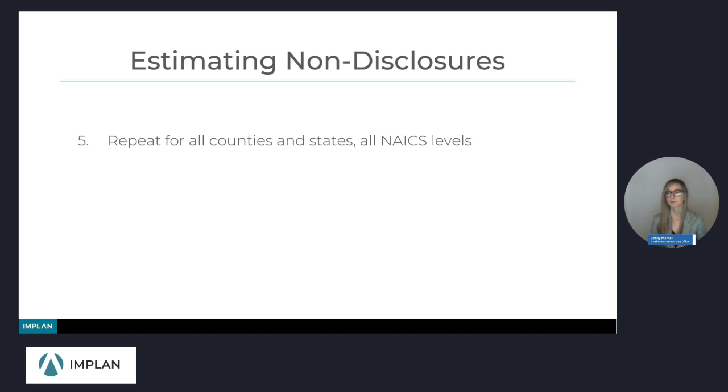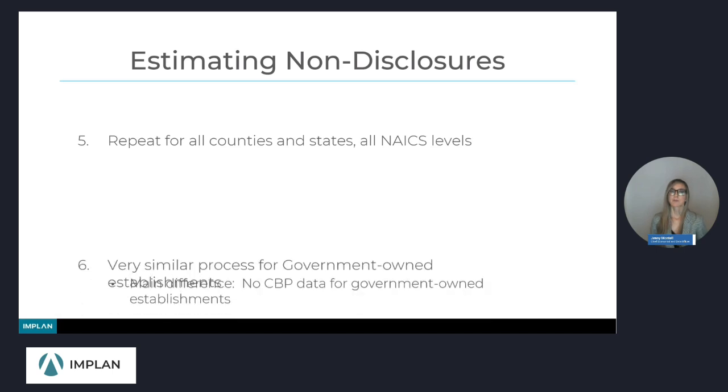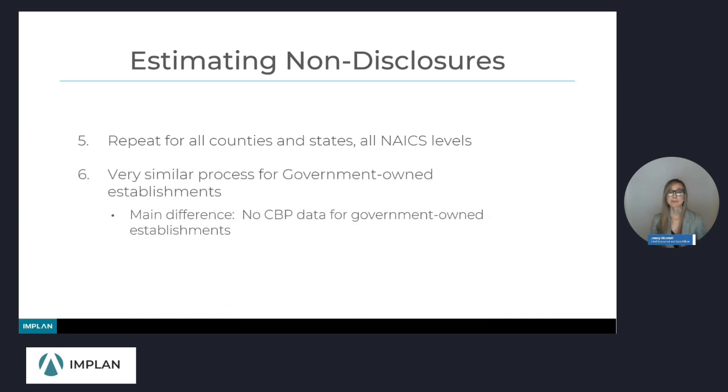The process I just described was for privately owned. It's a very similar process for government owned. The main difference being that the CBP data do not have any government owned establishment information in it. So that is just not an option. We can't turn to that. So that tier is just sort of gone. And then also to note that even at the US level, there are some non-disclosures for government owned. So there's a couple extra special things we have to do there.